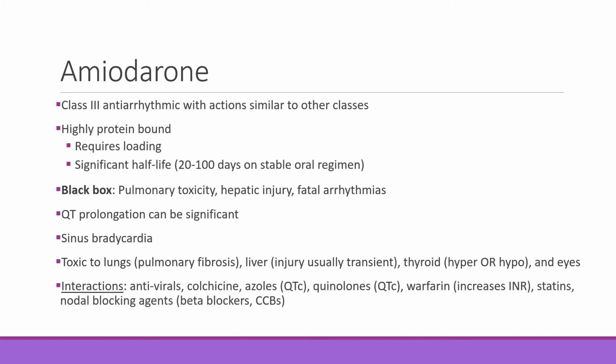It does have a black box warning and several really impressive side effects, including pulmonary toxicity, hepatic injury, and fatal arrhythmias. QT prolongation for this medication alone can be significant, so it's really important to be careful about other QTc prolonging drugs used with amiodarone. It can also cause sinus bradycardia. Like I had mentioned before, it can be toxic to lungs, causing pulmonary fibrosis. It's usually associated with transient liver injury, so you may want to watch LFTs, thyroid diseases, and it can have an effect on the eyes and vision.